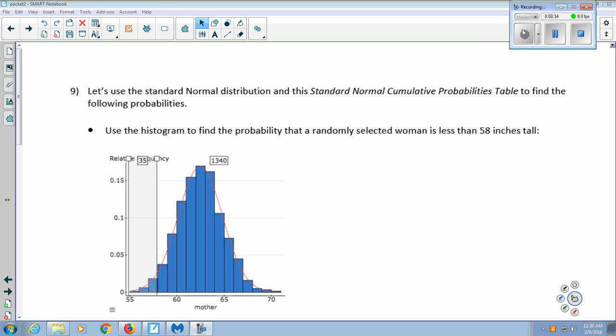So we are going to use the standard normal distribution and the table to find probabilities. So use the histogram to find the probability that a randomly selected woman is less than 58 inches tall. So normally we're just going to be using the tables to do this, but today in this video, we're first going to be talking about how well does this model fit the data. So first we're going to use our data.